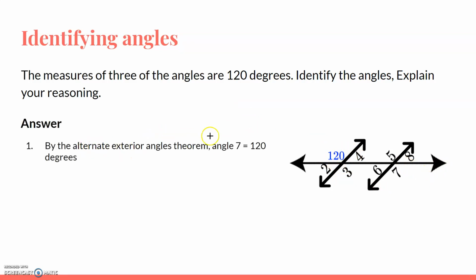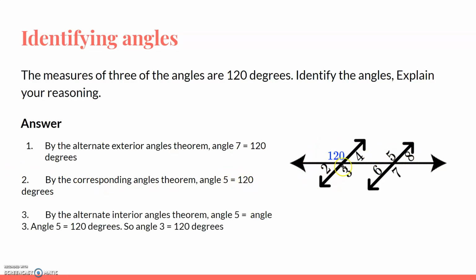Alright, so for the first one, angle 7 is going to equal 120 degrees because of the alternate exterior angles theorem. As we learned, since two parallel lines are cut by a transversal, the alternate exterior angles will be congruent. So 120 degrees and angle 7 are equal. So that's the first angle that's 120 degrees. The second one will be angle 5. That's the corresponding angles theorem. It says that two parallel lines cut by a transversal create congruent corresponding angles. Right here you can see this angle and angle 5 are congruent, so angle 5 is 120 degrees.